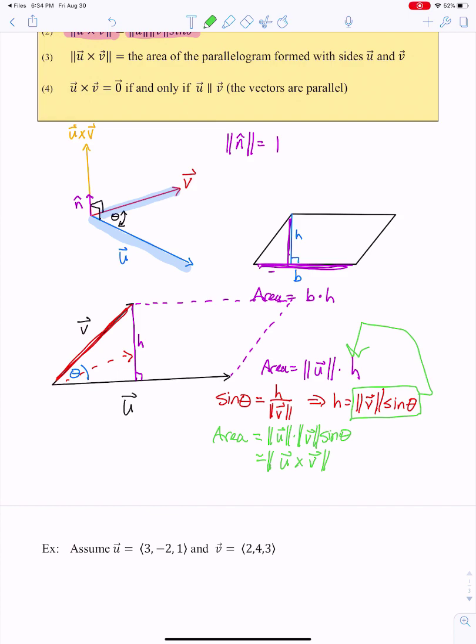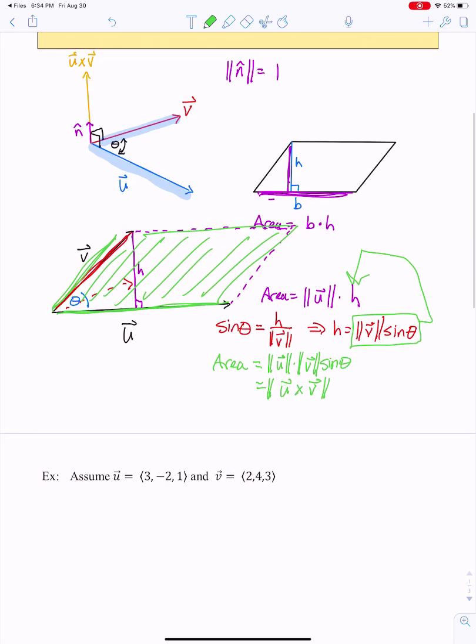So we can use that in a couple different ways. One way is we could say, well, if we have a vector u and we have a vector v and we make a parallelogram out of it, the area of that parallelogram is equal to the magnitude of the cross product of u and v. All right, so let's do it.